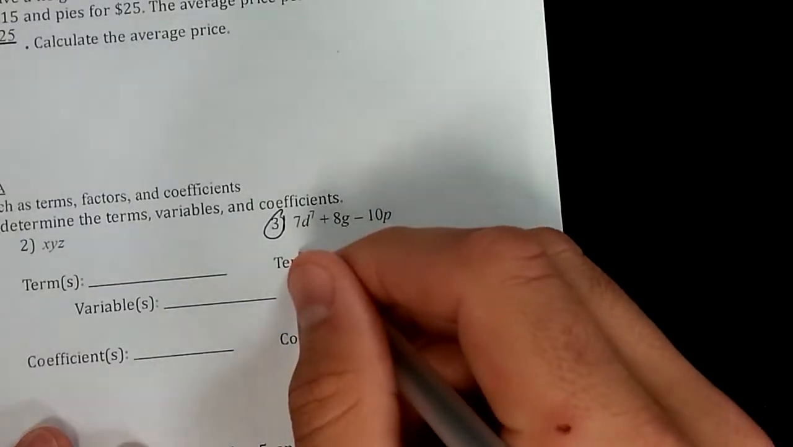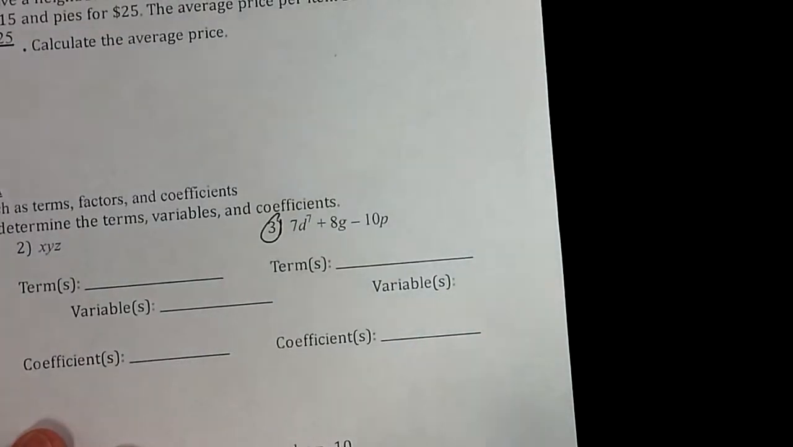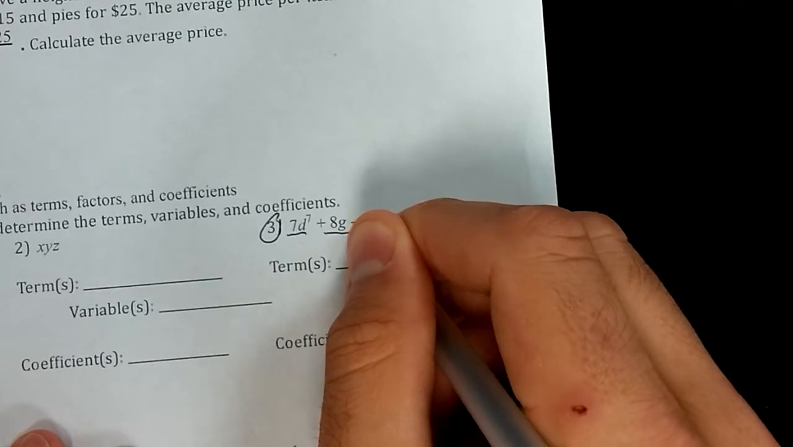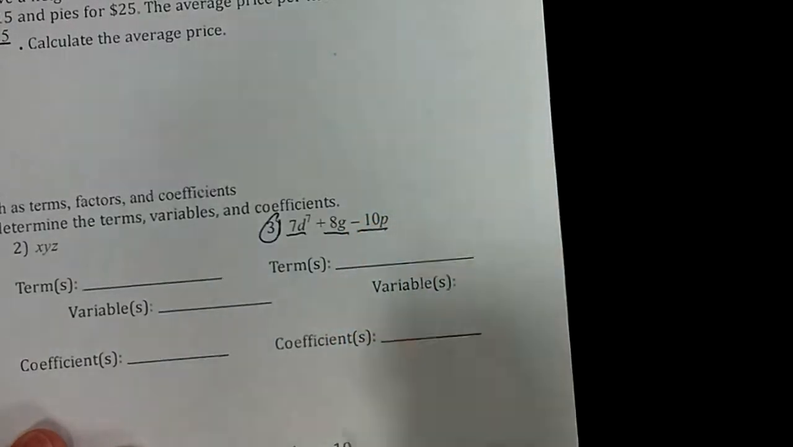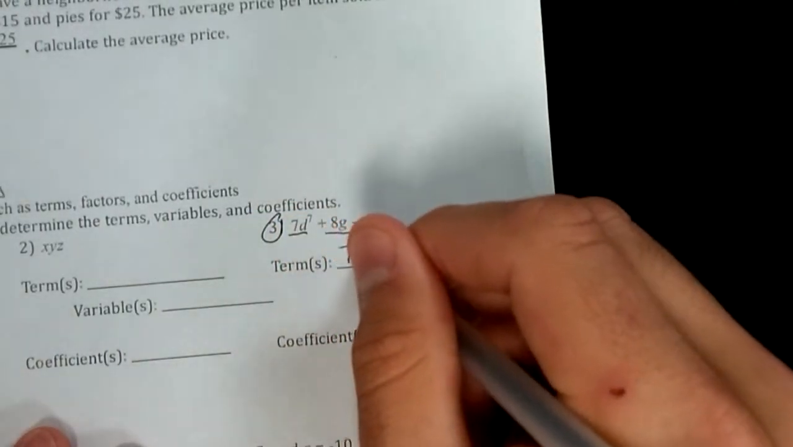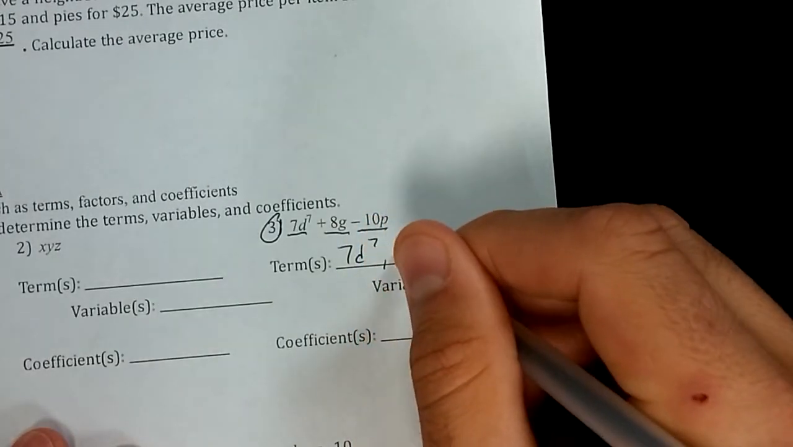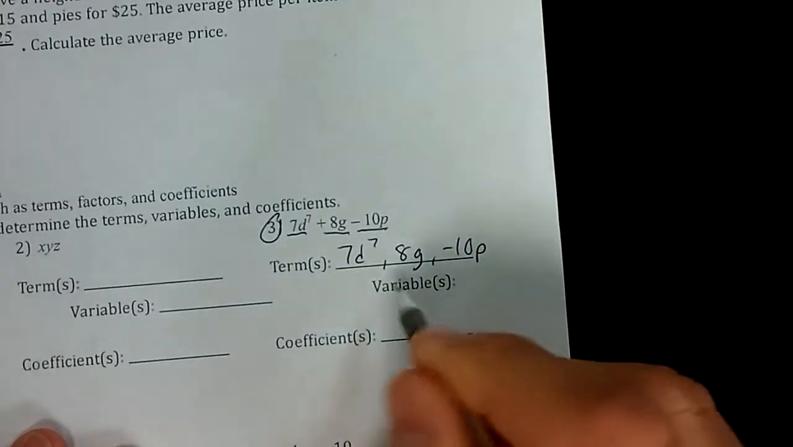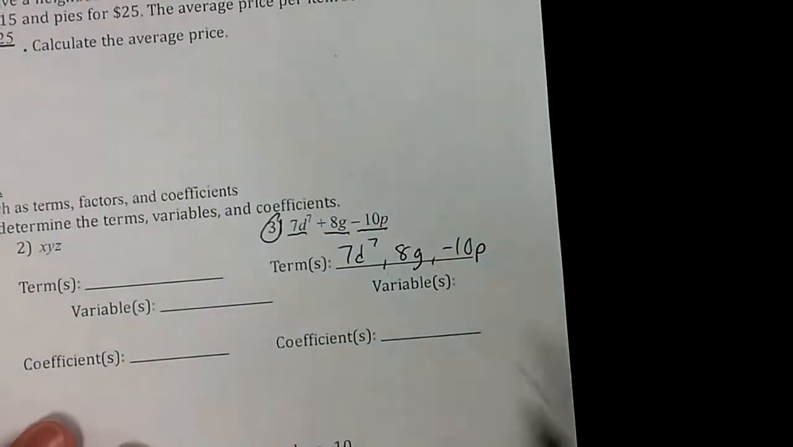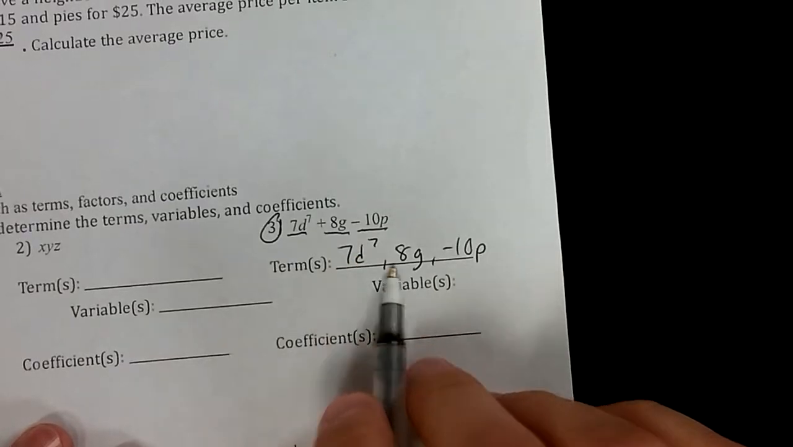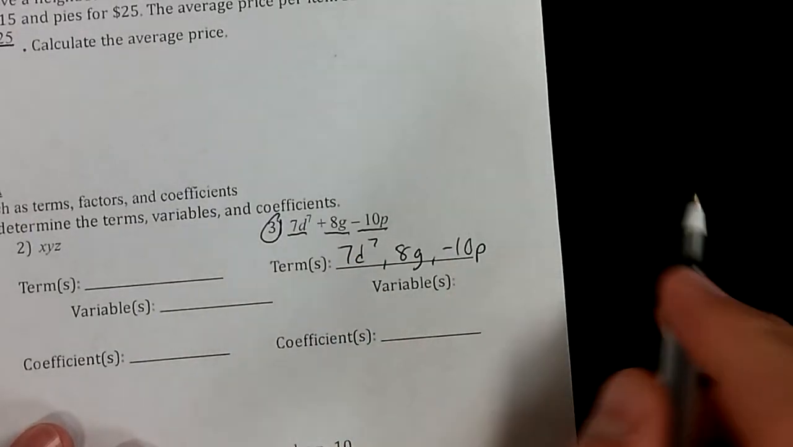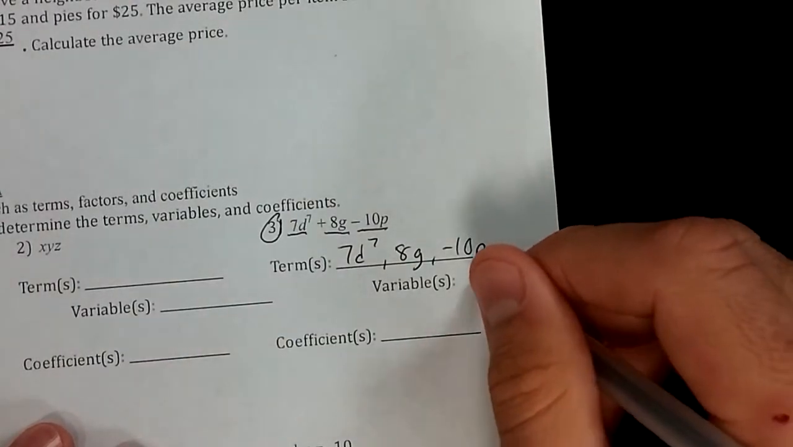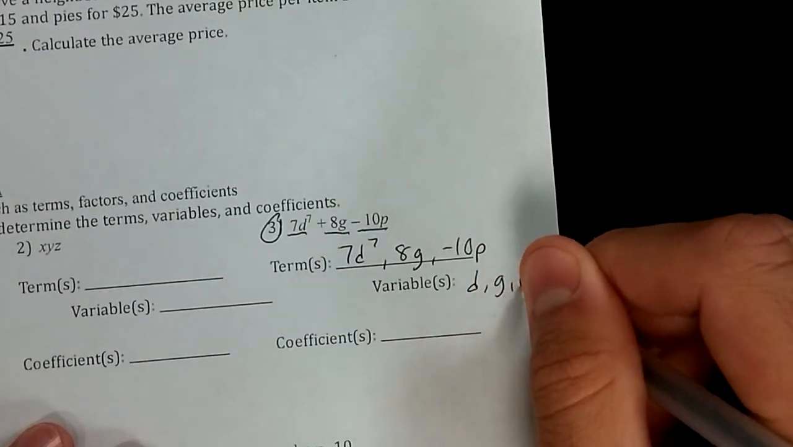So terms. Terms are separated by either addition or subtraction. And if we look here, we have 1, 2, 3 terms. So there are 3 total terms. They are 7d to the 7th, 8g, and negative 10p. I would include the negative sign for that one because it is distinguishing it from its positive counterparts here. Variables. These are just essentially the letters that you see. That would be D, G, and P.